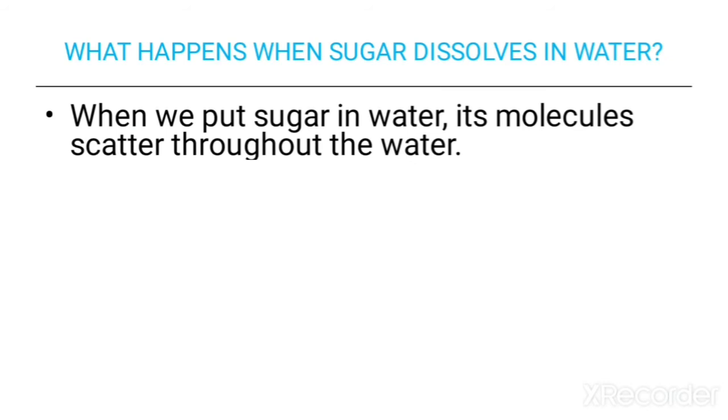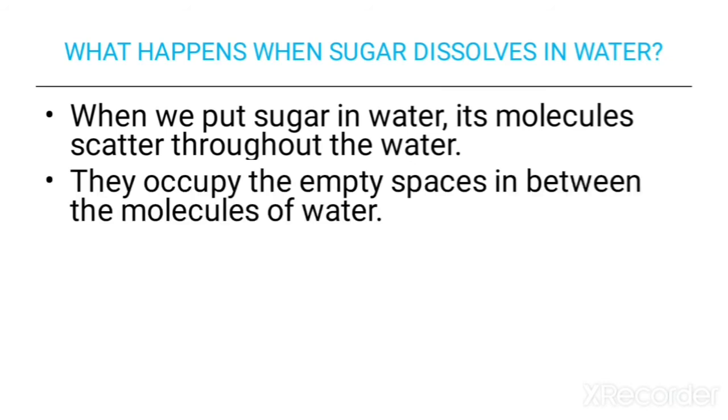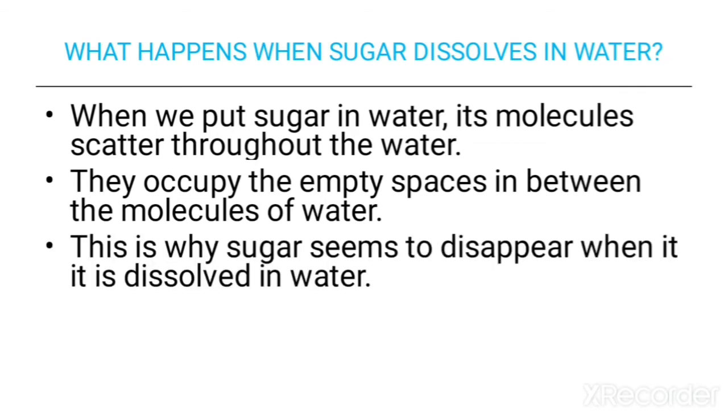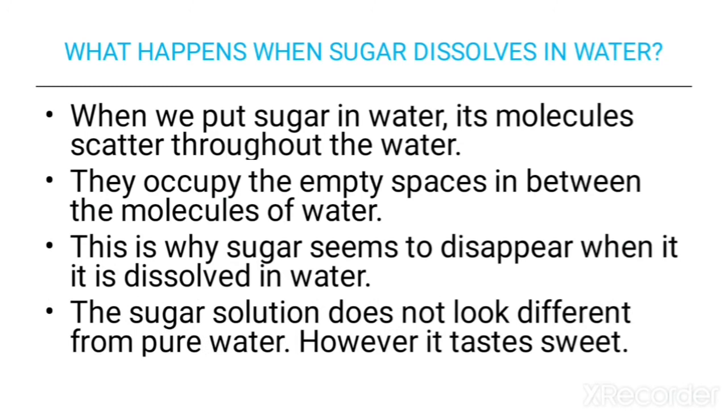When we put sugar in water, its molecules scatter throughout the water. They occupy the empty spaces in between the molecules of water. And this is why we cannot see the sugar. Sugar almost seems to disappear when it is dissolved in water because these sugar molecules occupy the empty space between the molecules of water. The sugar solution does not look different from pure water. However, if you taste it, you will find it sweeter.